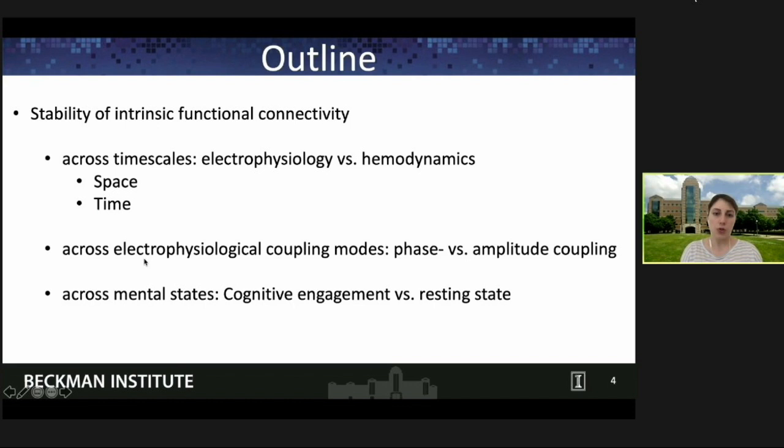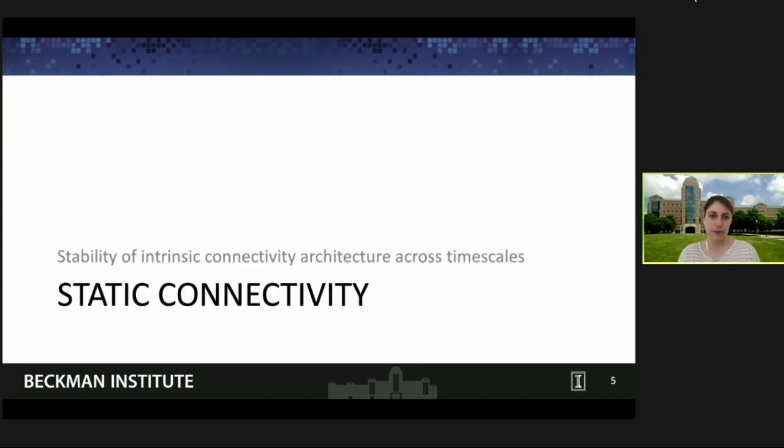I will also show you data that emphasizes that the spatial organization of functional connectivity of oscillatory signals is actually very similar between phase coupling and amplitude coupling. And finally, I will show you the stability across mental states to show that functional connectivity really is similar whether or not the subject is cognitively engaged or during resting state. And this is really conclusions that we know from fMRI and now have recently found is extending to fast oscillations as we see them in EEG and MEG.